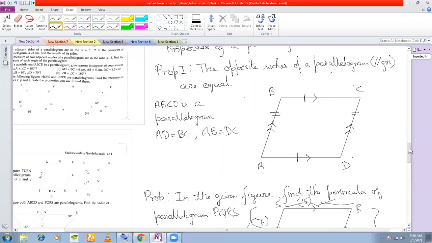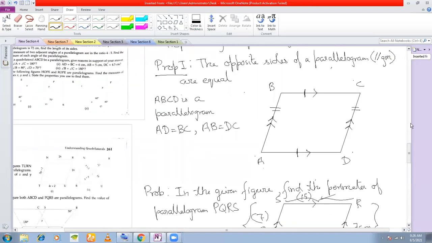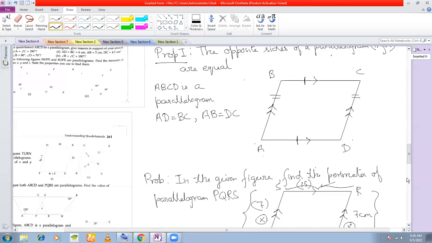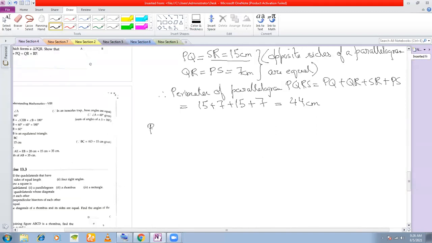Again, repeat your question. So could we use the formula 2 into L plus B? Yes, you can use it, but we'll mostly use that when we're doing mensuration. This was just to show you how to use the property. You can use that, no problem.